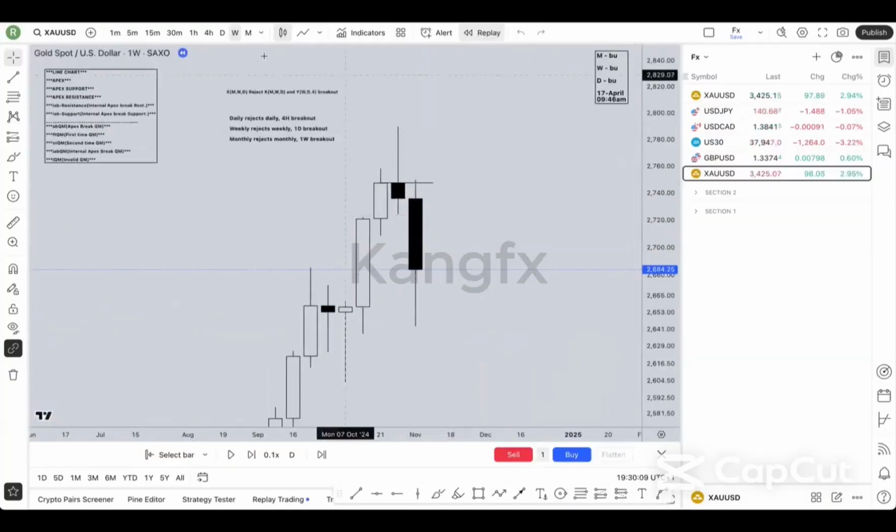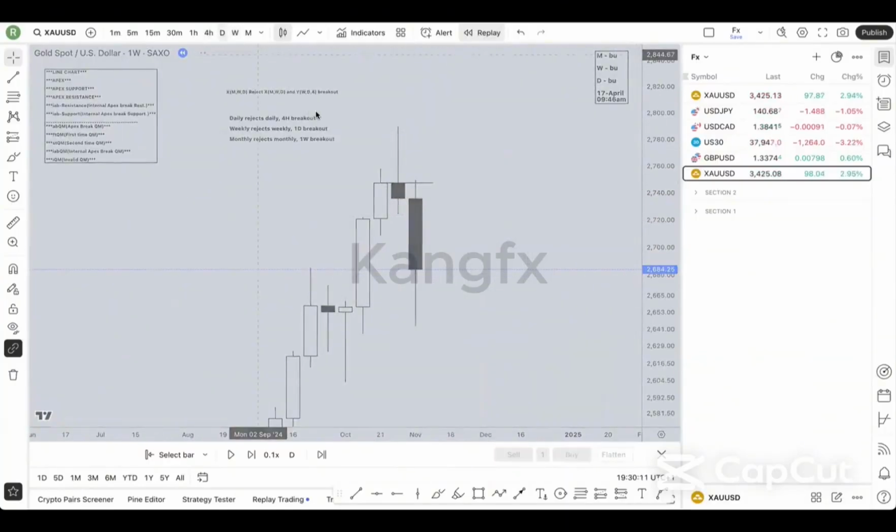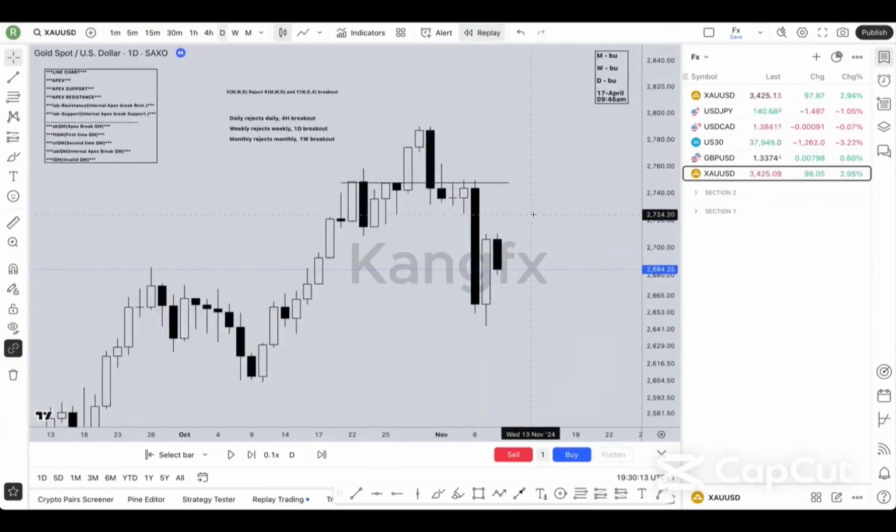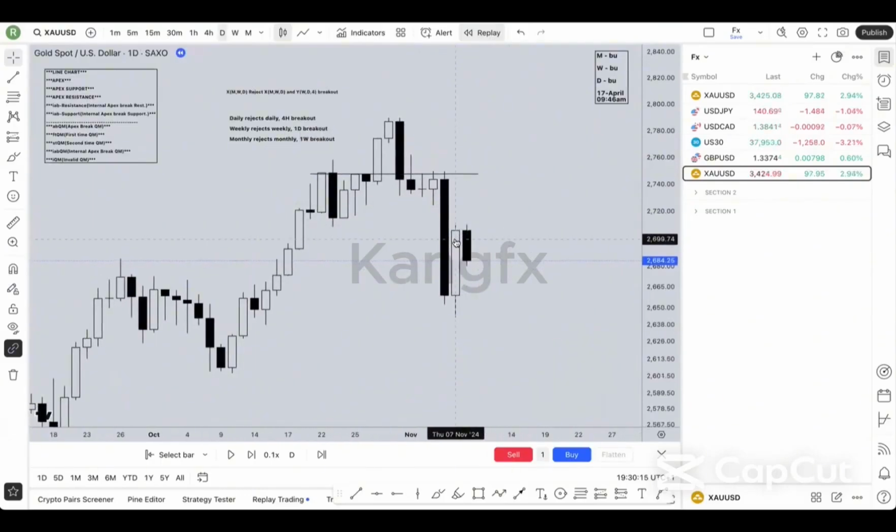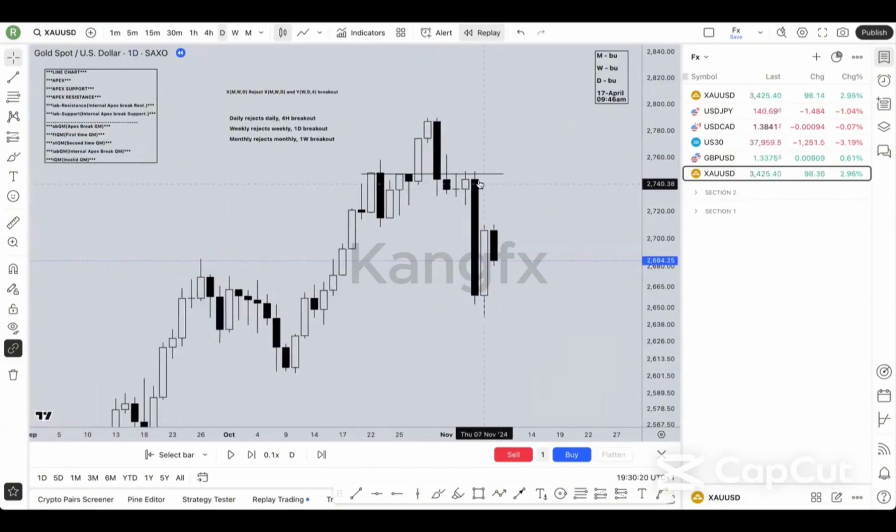Now, if I want to look at this, I go to daily, weekly reject weekly, and daily breakout. This was the weekly here that rejected. And the breakout we are going to look out for, okay, let's just extend this a little and see. Yeah, this was where the rejection happened. That rejection we're looking for. Look at where it happened.